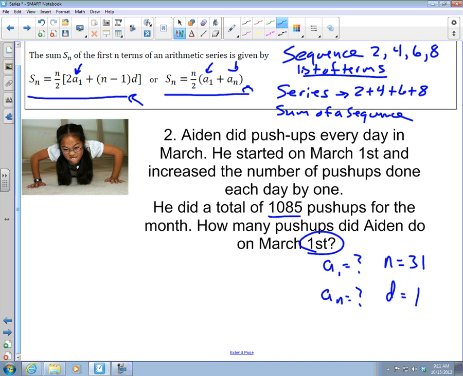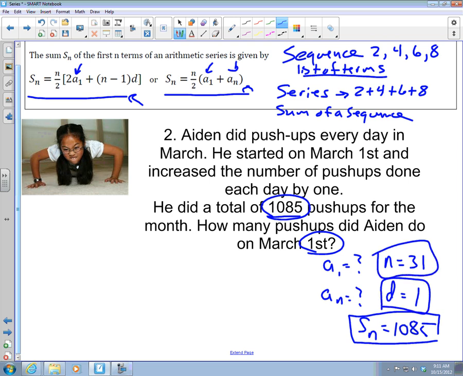Now one thing I haven't put up here is s sub n, the sum of all these numbers. Well, he did a total of 1,085 push-ups, so we can use that. And we can use d and we can use n, and that'll help us find a sub 1. So I'm going to use this formula right here.